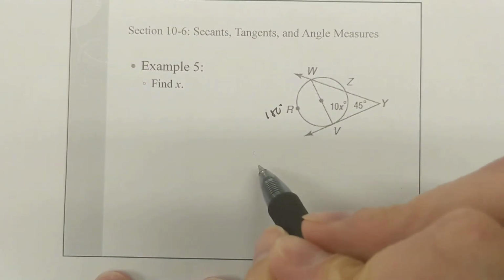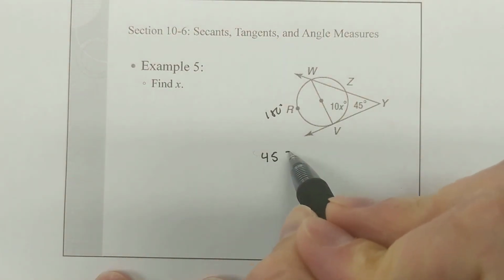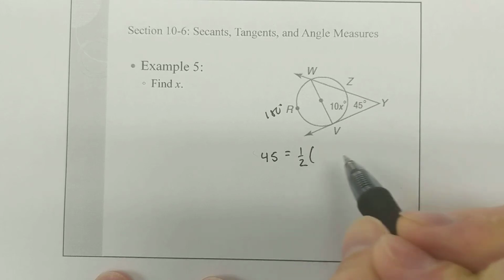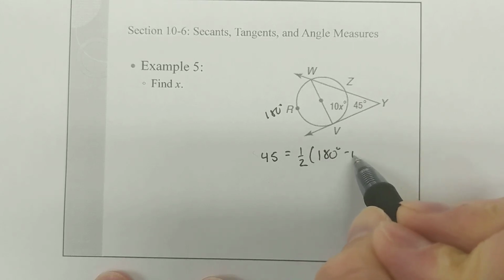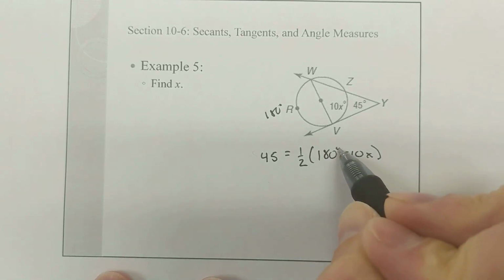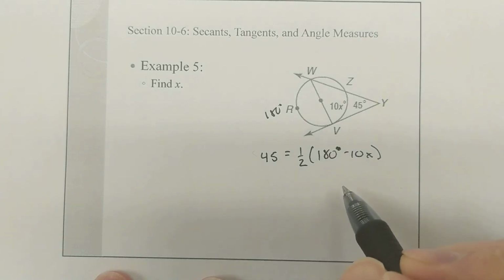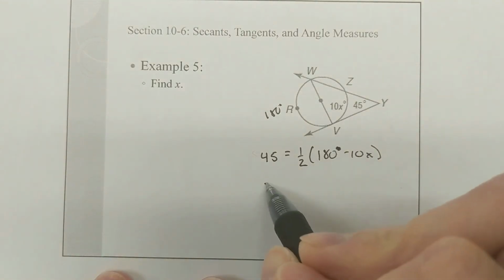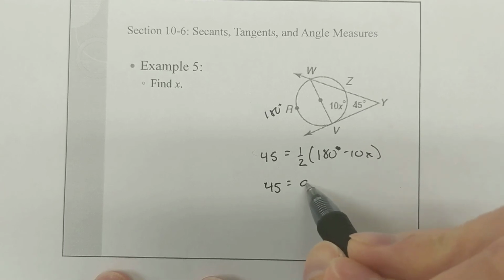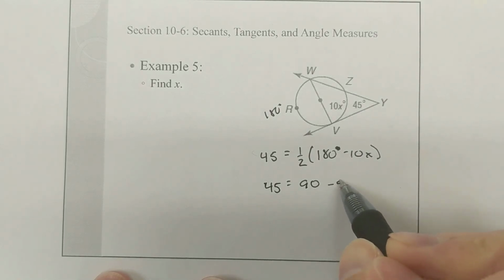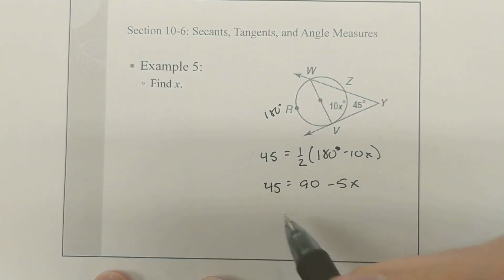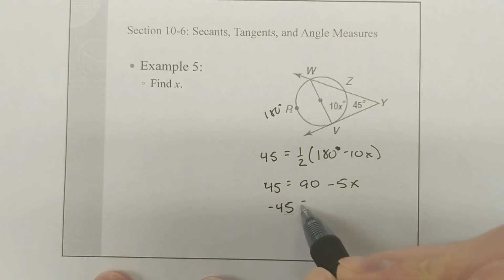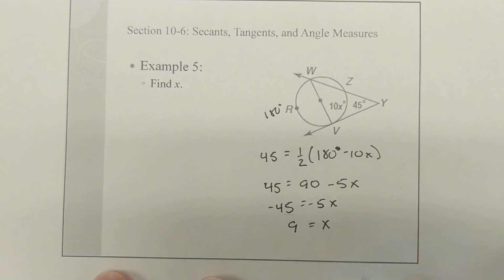And then I just go to my equation. So the angle is equal to 1/2 the far side minus the near side. So let's repeat the half. So 45 is equal to 90 minus 5x. Bring the 90 over. Negative 45 equals negative 5x. Divided by negative 5, x is 9. And that is the end of the section.